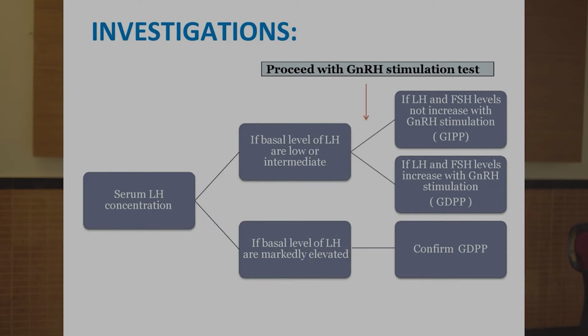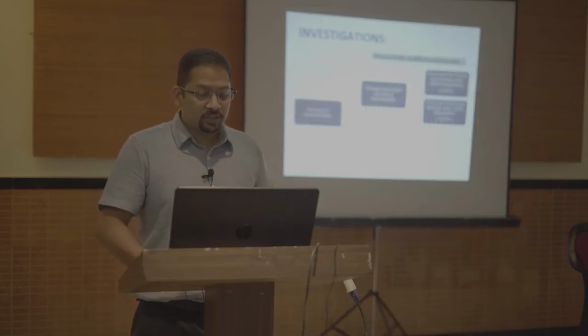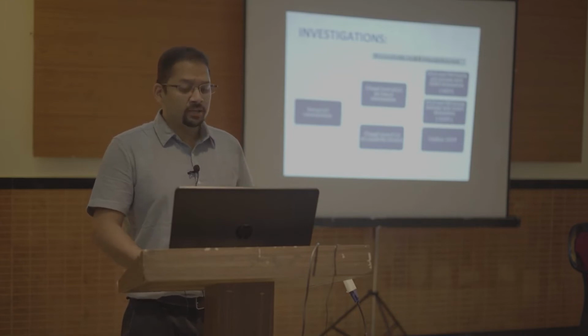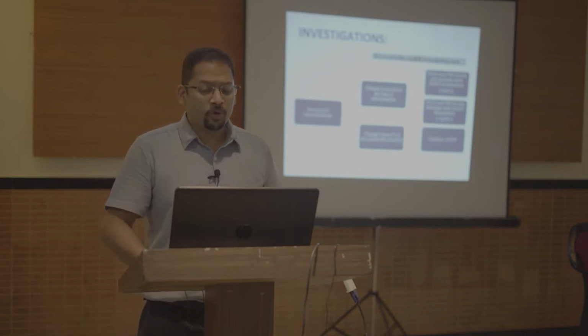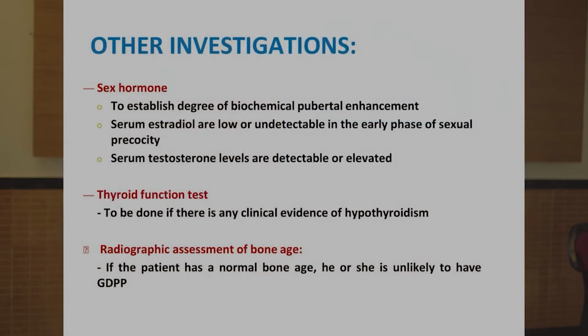If the LH and FSH are not increasing, and we use the criteria for the LH only, then it is gonadotropin independent precocious puberty. If the LH and FSH are increasing with this, then we say that it is GDPP. The cutoff for the LH is 8 milli IU per ml at 24 hours after the stimulation. If the basal LH is markedly elevated, definitely it is gonadotropin dependent precocious puberty. The basal cutoff is 0.3 milli IU per ml.